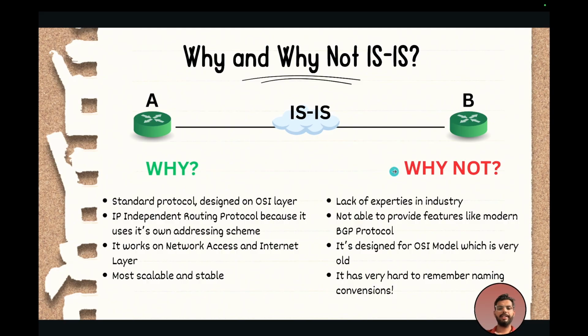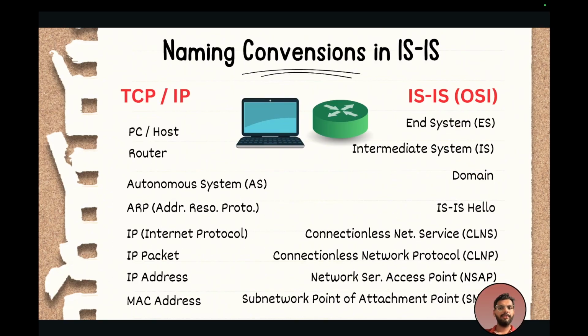Also it is hard to remember the naming conventions that we usually use with ISIS, which we will see in the upcoming slides. Here we have stated some of the naming conventions that we use in ISIS. Here we have the TCP/IP naming conventions, and here we have the ISIS or OSI perspective of naming conventions. We use PC, host or router; those are referred to as end system and intermediate system respectively. Their short forms are ES and IS.